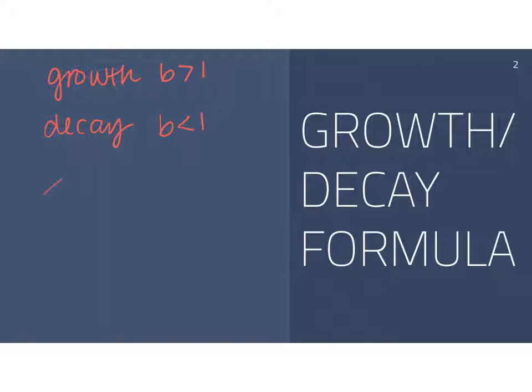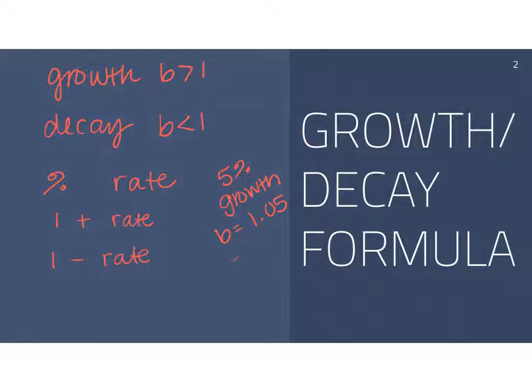If you're given growth in a percent or in a rate, for growth, it's going to be 1 plus the rate. For decay, it's going to be 1 minus. So if I'm given a rate of 5% growth, b is going to equal 1.05. If I'm given 5% decay, b is going to be 0.95 because it would have been 1 minus 5%.